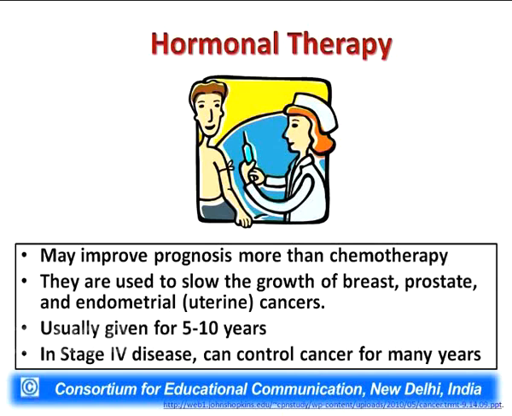The last therapy is called hormonal therapy, in which hormonal drug therapies are given to slow down the growth of breast, prostate, or uterine cancers. These are usually given for a longer period of time, and this is one of the most recommended ways of treating cancers affecting the breast, prostate, and endometrium.